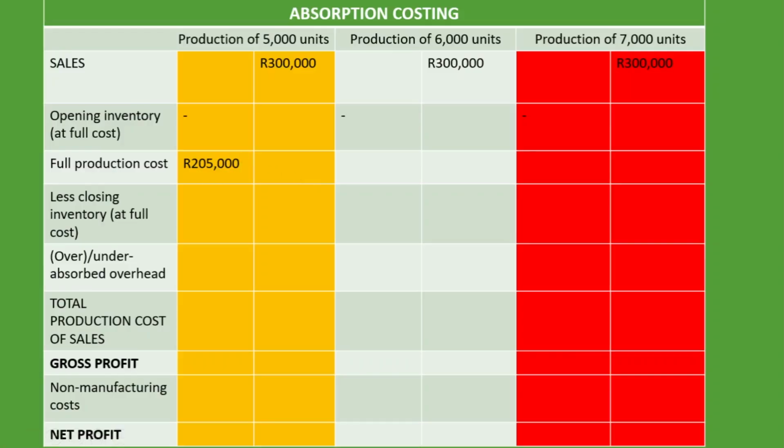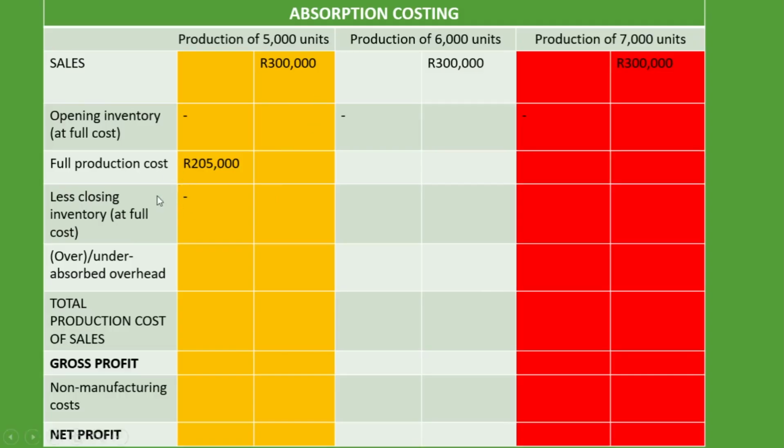Well, did we have any closing inventory? If you remember, we produced 5,000 units and we sold 5,000 units. Like I mentioned before, for all the 3 examples, we sold 5,000 units. So whatever we produced in this first example is whatever we sold. So we don't have any closing inventory, so we put a dash over there.